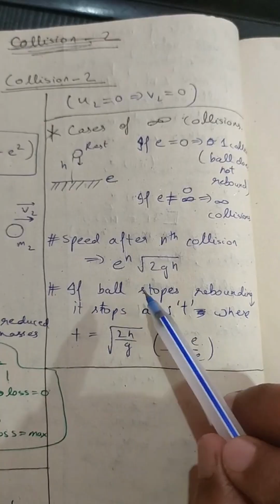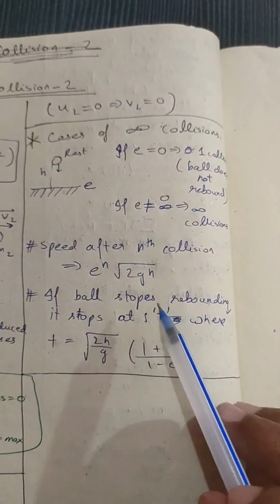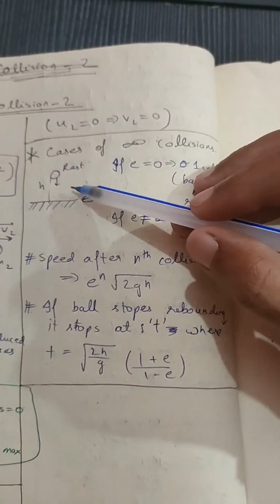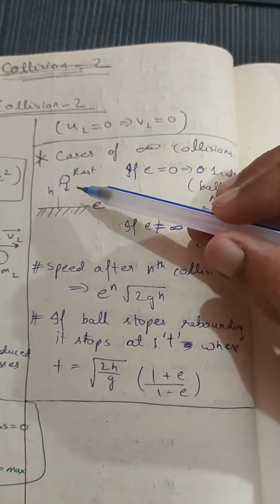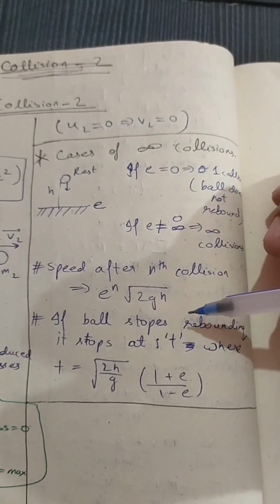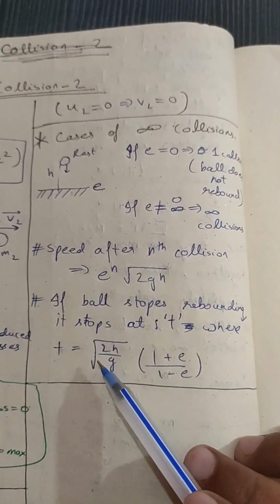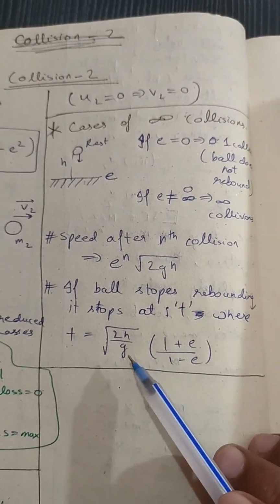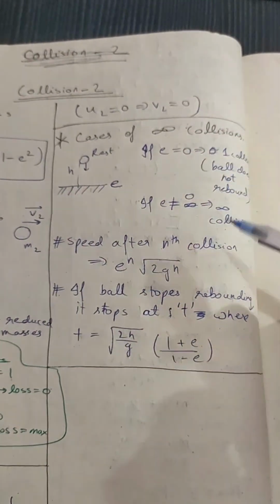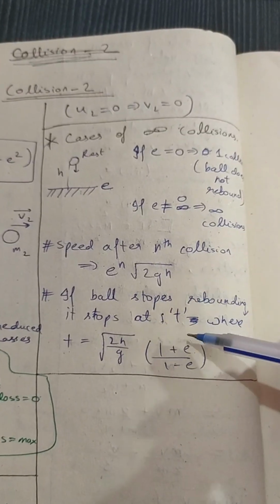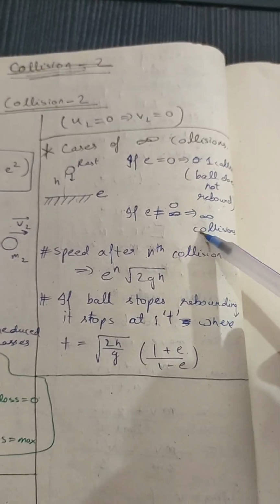The other formula is this: there will be infinite collisions, like a large number of collisions, 50, 60, 100 collisions, but eventually the ball will stop rebounding, and the time at which it will stop rebounding will be equal to under root 2h by g into (1 plus e) by (1 minus e). So this is the complete case of infinite collision. Just remember these two formulas, these are very important.